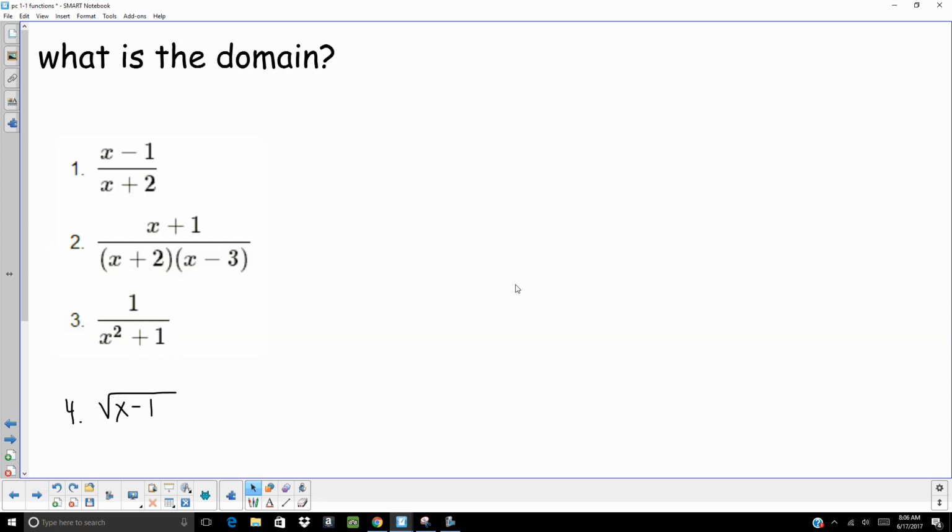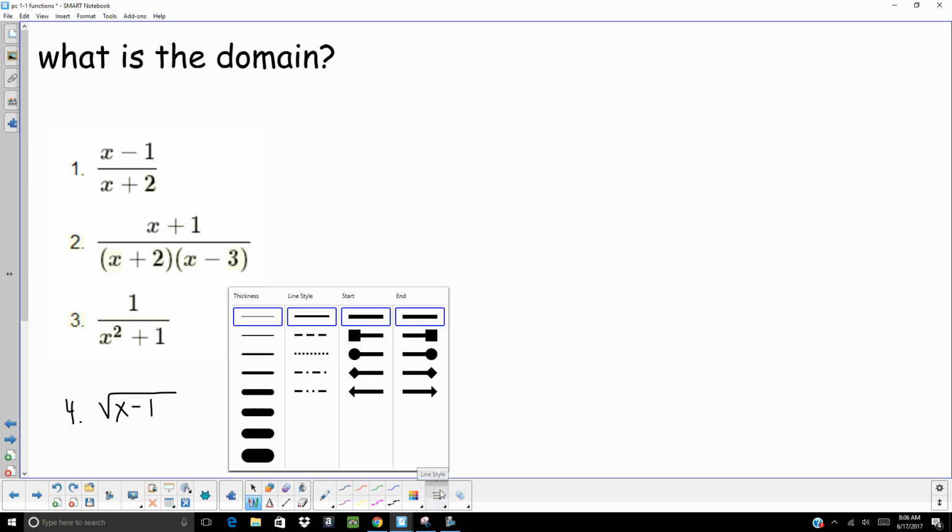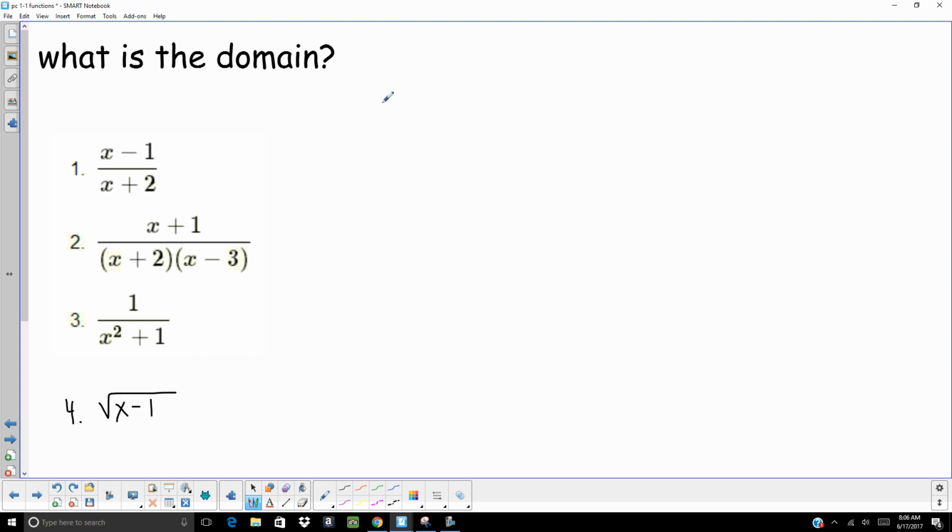All right, domain. Domain is your input. What is x allowed to be? Well, we've got a couple scenarios here. On this first one, we have a fraction. We are never allowed to have 0 in the denominator. So you look at that denominator, and x plus 2 cannot equal 0. So in this case, x cannot equal negative 2. So x can be any number except for negative 2.